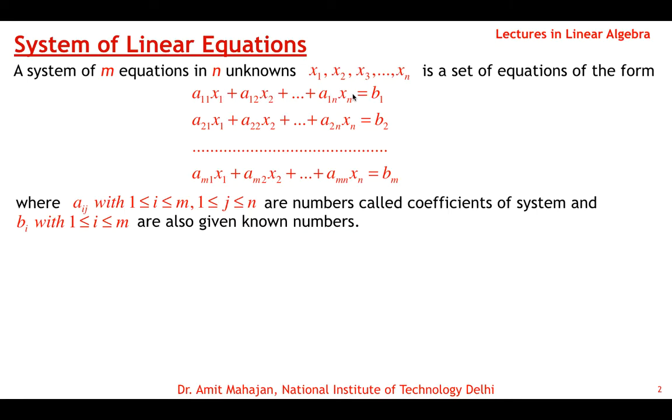So basically we have a system of m equations in n unknowns x1, x2, xn. This system is a linear system of equations because the unknown variables are not multiplied together, they are not in power, and there are no trigonometric or exponential terms on the unknown variables.